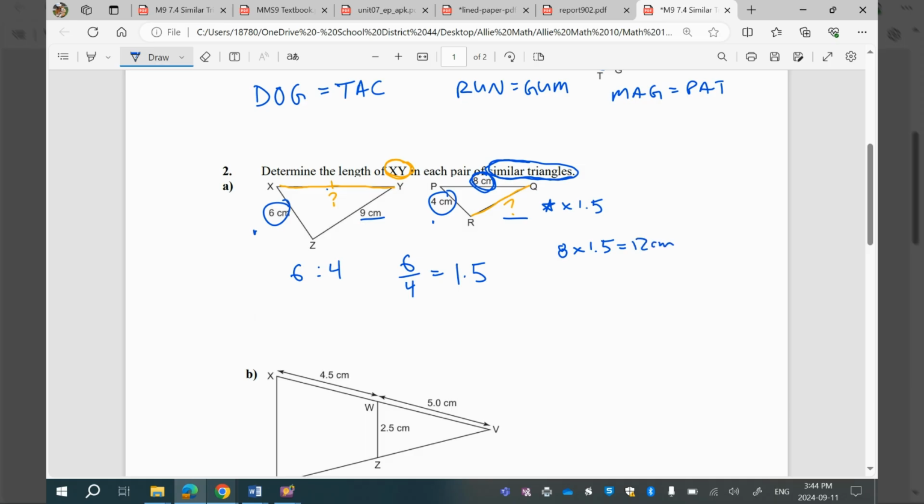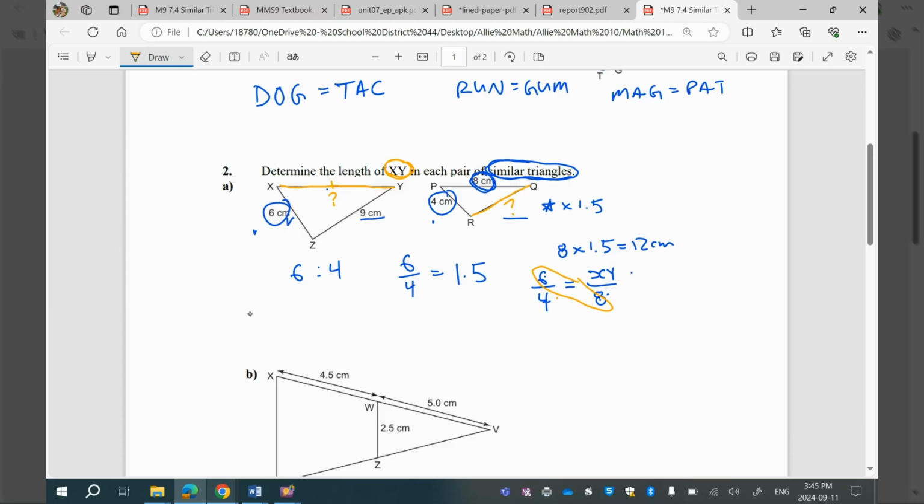We can also set it up as equal proportions. So we can have 6 over 4 is equal to, we don't know, this would be the angle right here, xy, over 8. So we know the corresponding numbers for the two triangles. We know the 6 on this side, but we don't know what xy is. And then we can cross multiply and divide to find out the value of xy.